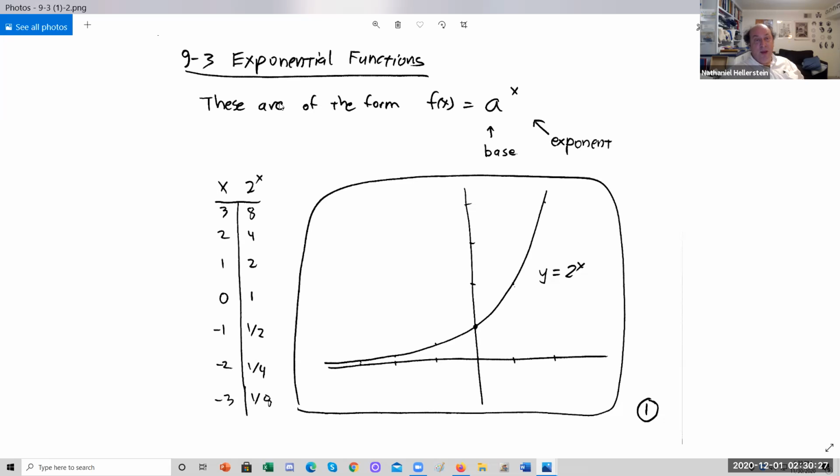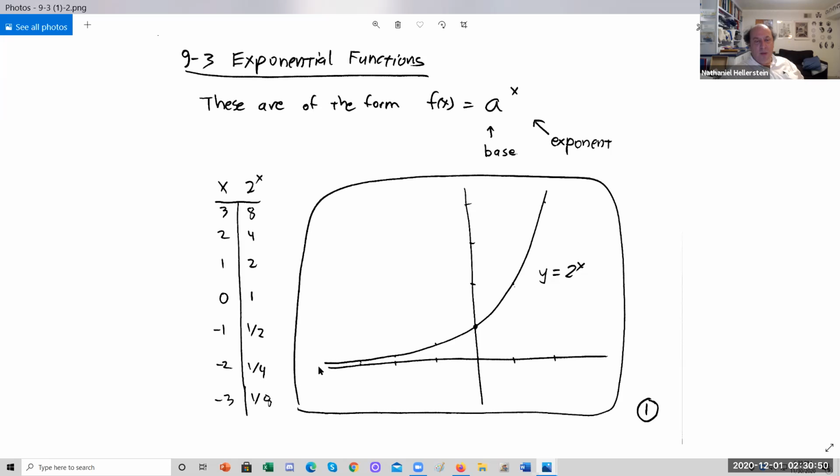So here we go. An exponential function is in the form f of x equals a to the power x. A is called the base, x is called the exponent. For example, 2 to the x. 2 to the 0 equals 1, 2 to the 1 is 2, 2 to the second is 4, 2 to the third is 8, 2 to the negative 1 is a half, 2 to the negative 2 is a quarter, 2 to the negative 3 is 1/8.